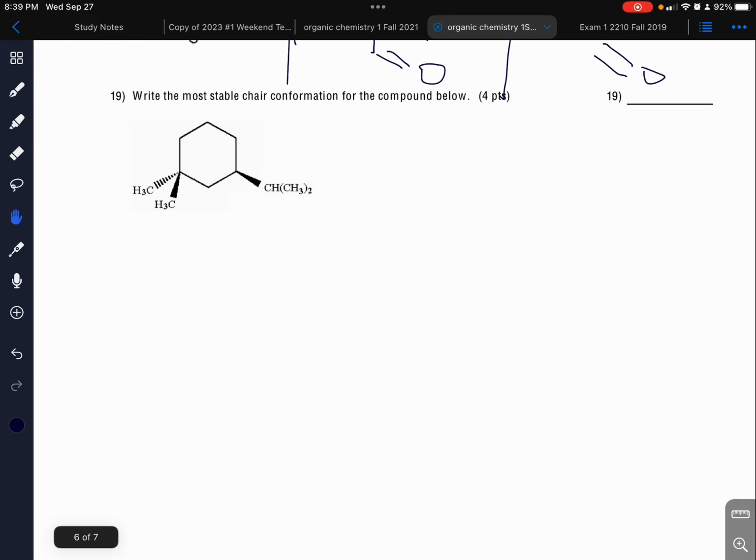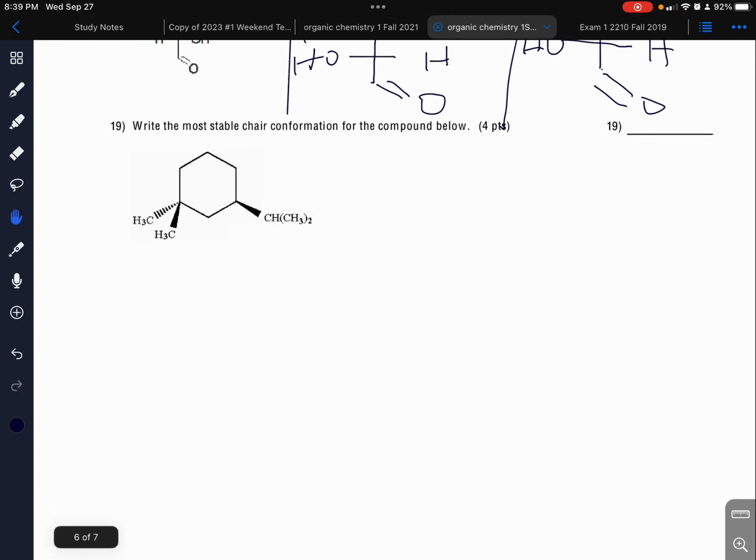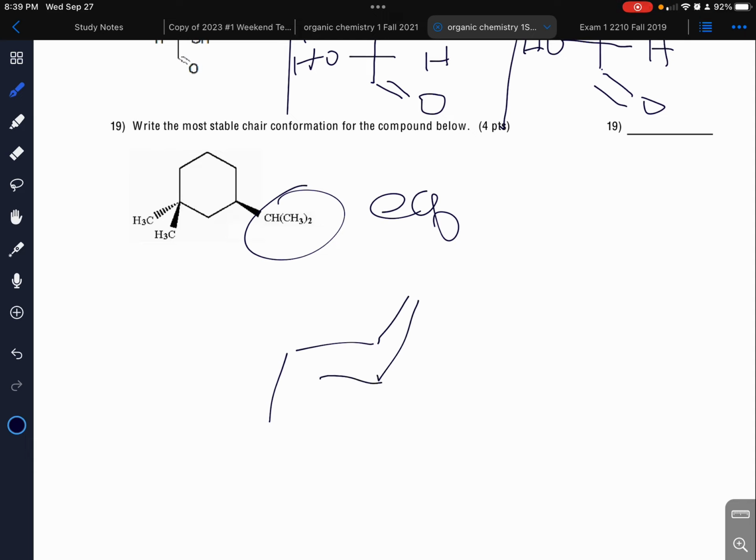Most stable chair conformation. All I know is that this has to be equatorial. So I'm going to make my chair. I'm going to make it so that my t-butyl is equatorial and that my 2 methyls go up and down. That's it. That's all you have to do for that one.